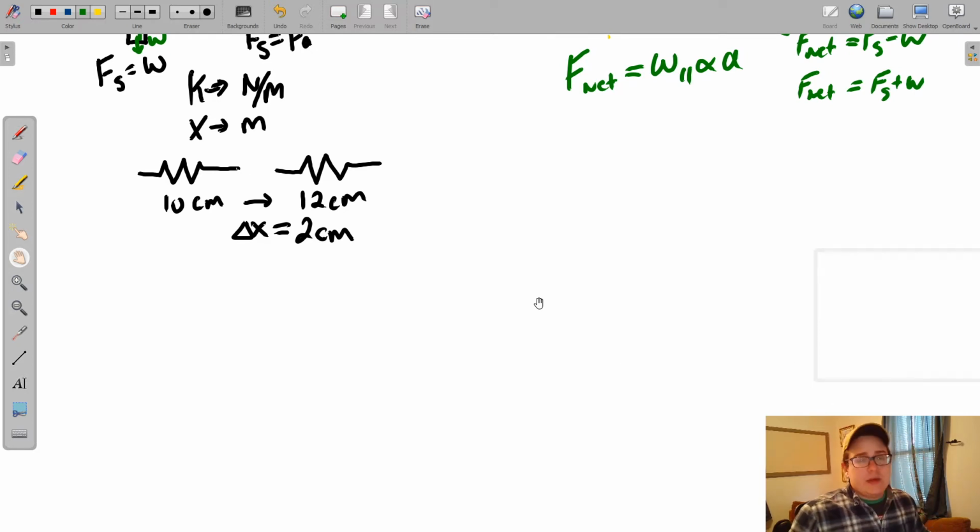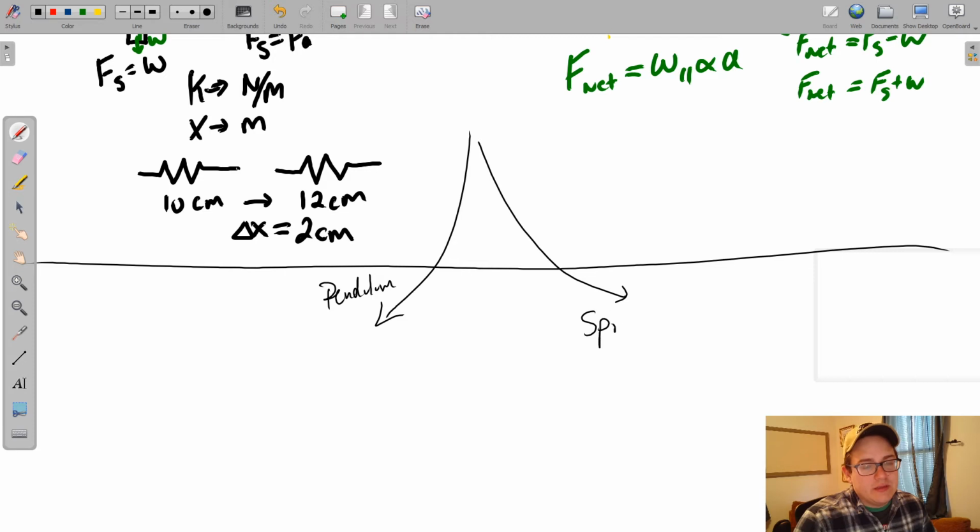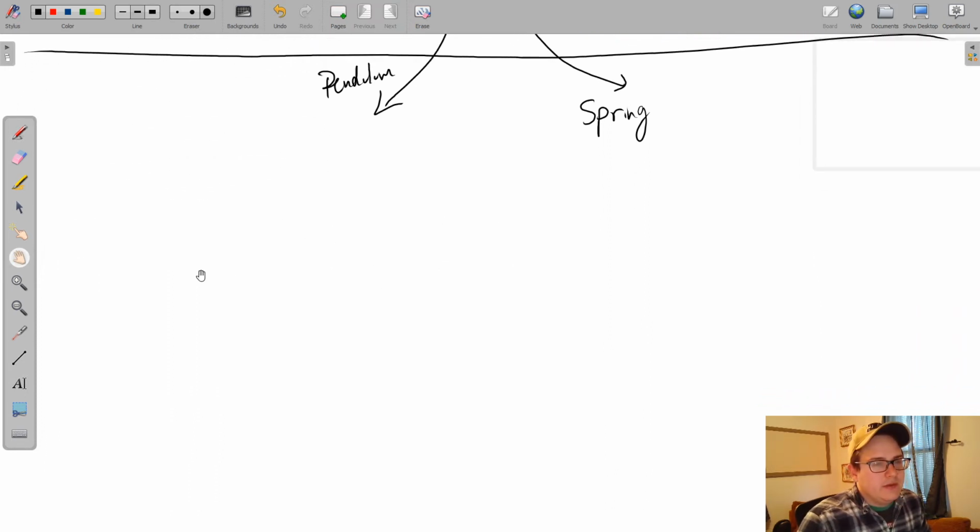We're going to talk a little bit about what you can do with a spring system and what you can do with a pendulum system. So on your reference sheet, there are two formulas for you to have. You can either go in the way of a pendulum, or you can go in the direction of a spring system. So depending on what we're looking at changes what we do.